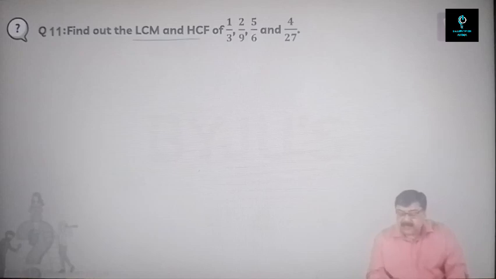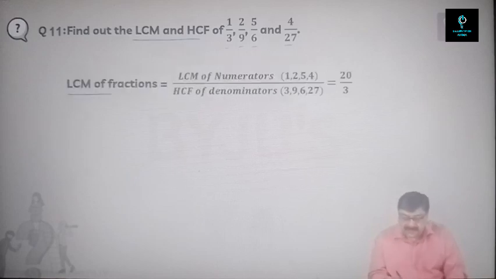Find out the LCM and HCF of 1 by 3, 2 by 9, 5 by 6, 4 by 27. So, to find out the LCM, we know it is the LCM of numerators by the HCF of denominators. Numerators are 1, 2, 5, 4. Find out the LCM of these. And denominators are 3, 9, 6 and 27. You have to find out the HCF of these.